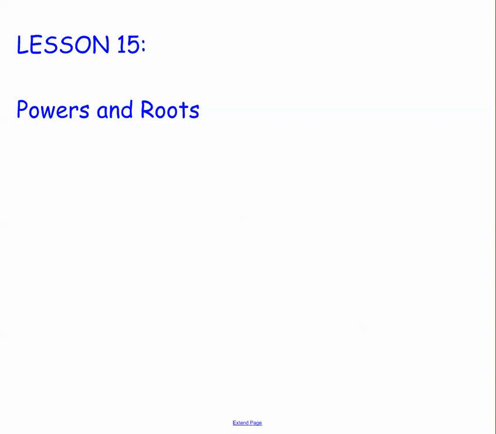Lesson 15 of Math 8 is over powers and roots. Powers are repeated multiplication and roots are repeated division. Let's do a few quick examples.